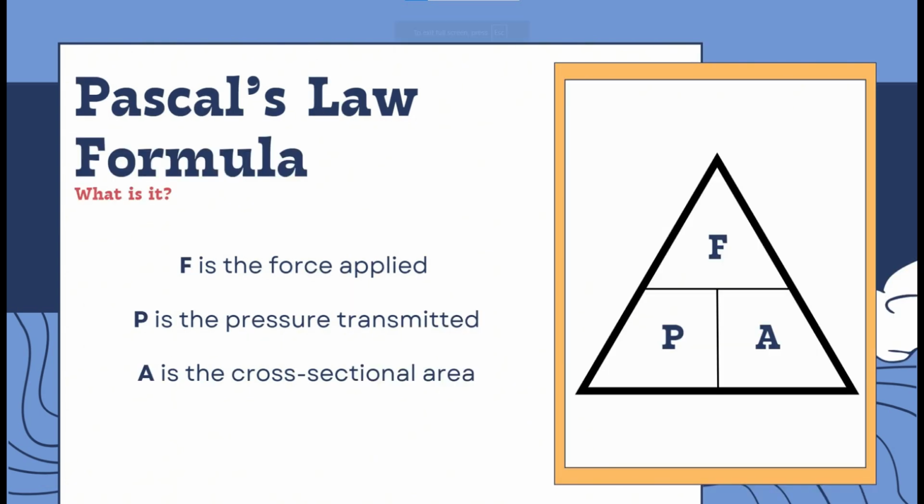This is the Pascal's law formula, where F is the force applied, P is the pressure transmitted, and A is the cross-sectional area. As you can see in the triangle formula, if F is missing, you have to multiply the pressure and the cross-sectional area. If the area is missing, you have to divide the force by the pressure. And if the pressure is missing, you have to divide the force by the area.